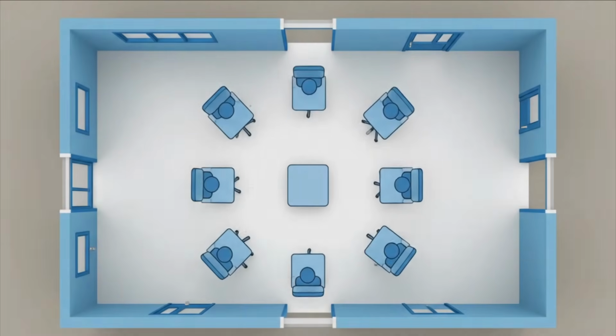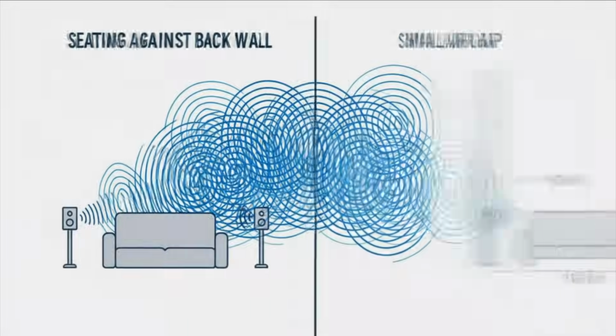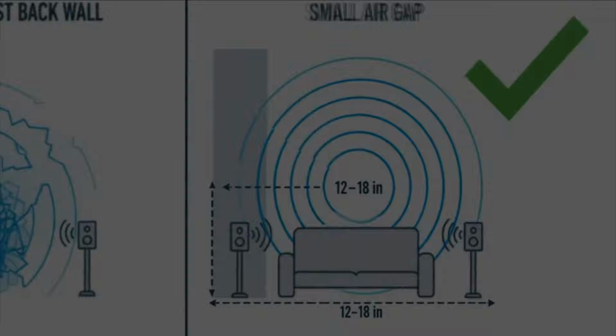Listening position discipline. Your seating matters. Ideal positioning: facing forward, not directly against the rear wall, equal distance from side walls. If your sofa touches the back wall, surround reflections collapse. Airspace improves imaging.